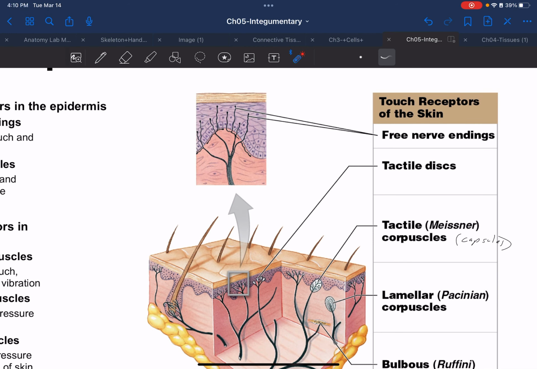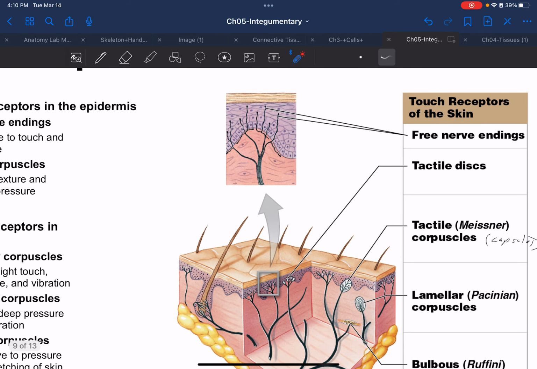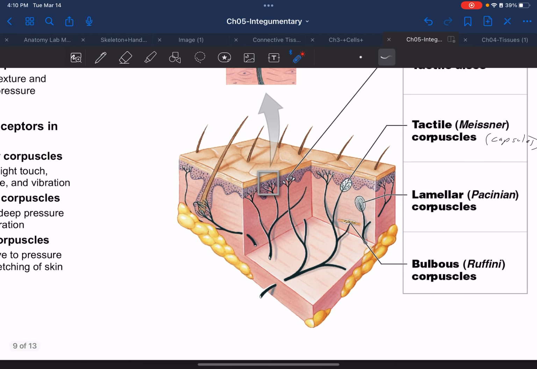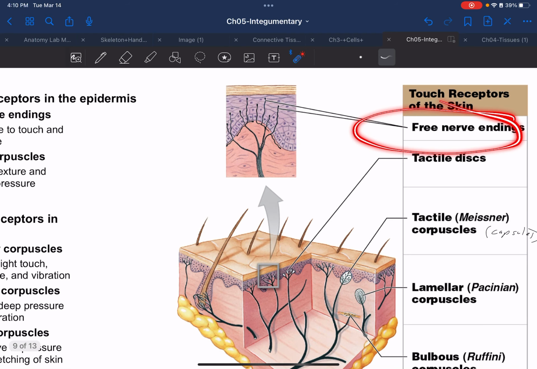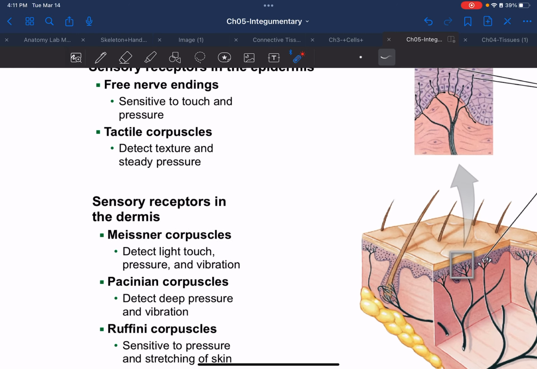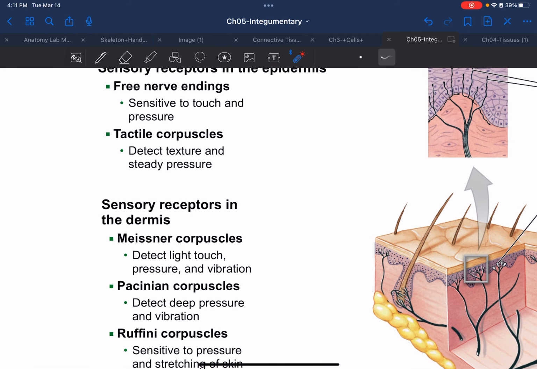And so free nerve endings do not have little capsules, and these are actually embedded within the epidermis. You'll notice that the rest of them are either bordering or only in the dermis, but free nerve endings are letting you know when you're receiving damage to the skin. That's why little cuts hurt, paper cuts, things like that. You have nerve endings detecting sensation on the skin. Not only are they able to detect pain, but they can detect finer touches and even some light pressure.